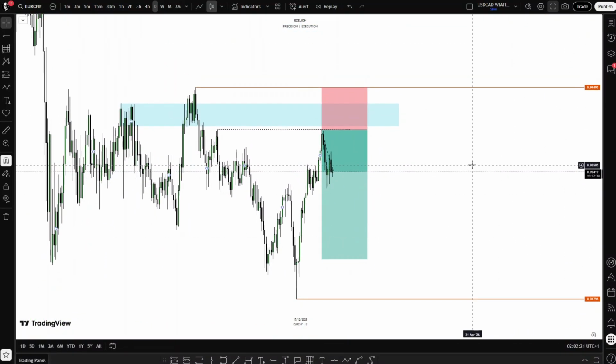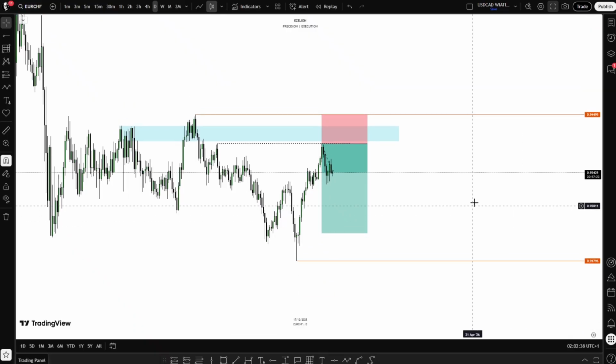So the good thing about this strategy is it's a universal strategy, right? It works on all pairs and all time frames. If you want to be a scalper, you just have to work your time frame to fit scalping. If you want to be a swing trader, long term trader, you just have to do the same thing. Price is fractal. So what do we have here?